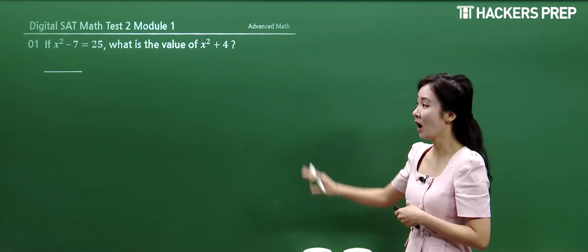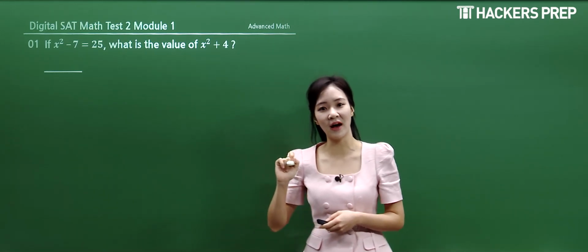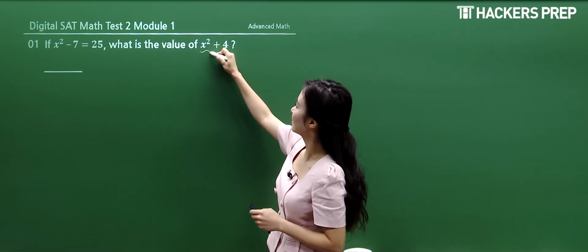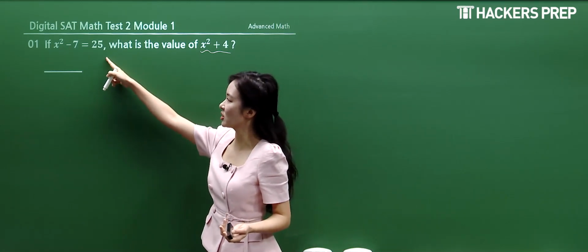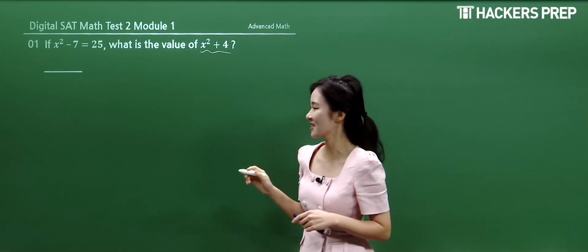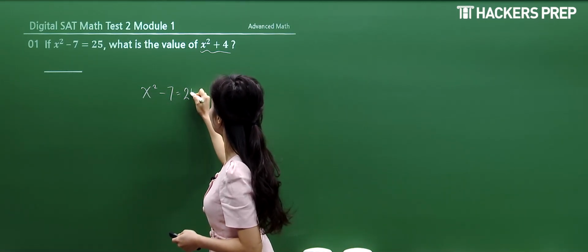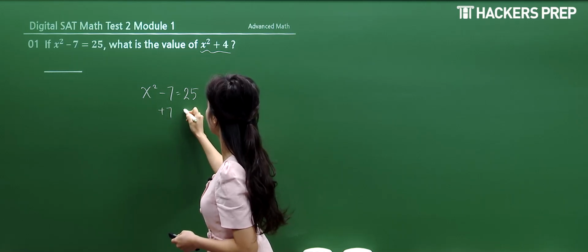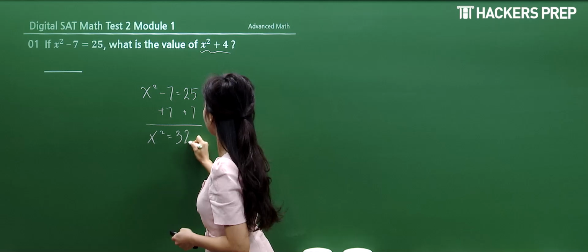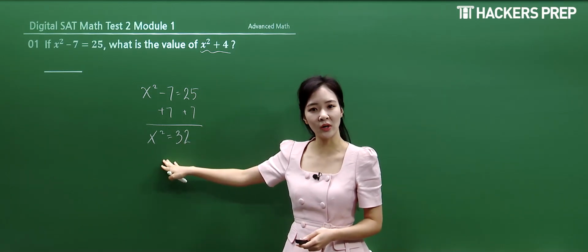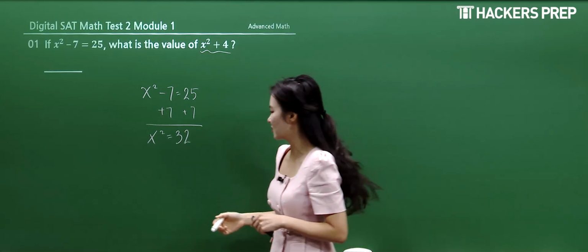Okay, question 1. Off to an easy start. If x squared minus 7 is equal to 25, what is the value of x squared plus 4? So in this case, let's take the first equation and solve for the value of x. At this point, you might be wondering, we can take the square root of both sides and find the value of x. And let's get that started.